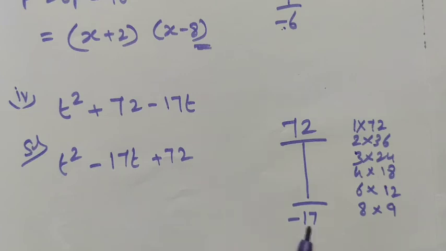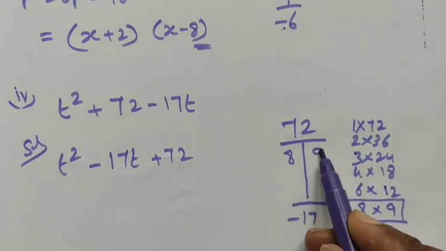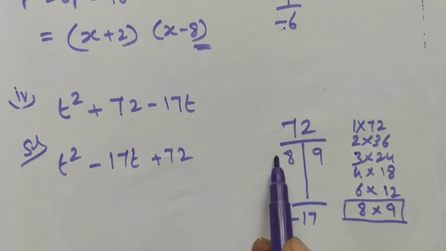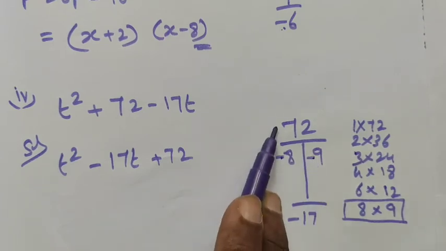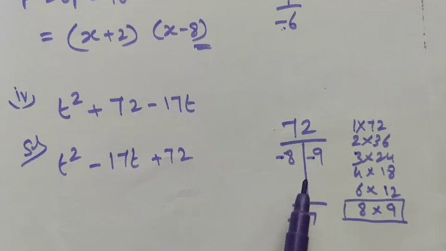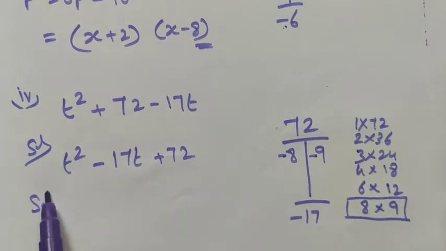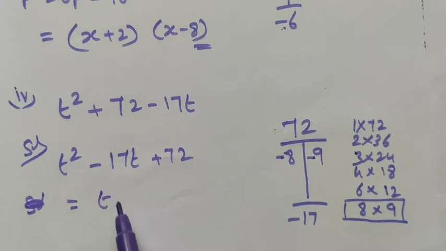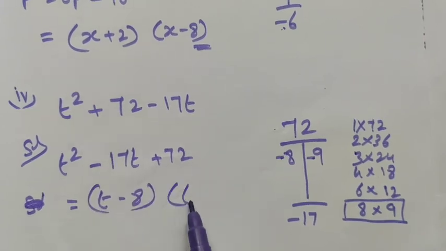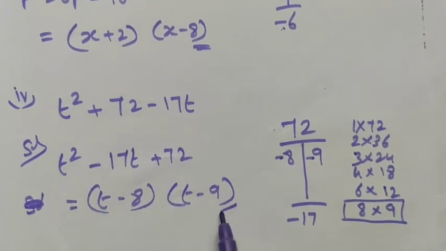In the middle term we have negative, meaning both have the negative value. So the suitable pair, when you add we get 17, is 8 and then 9. See, here I put minus, here also I put minus. Plus with minus means put both as negative symbols. So minus into minus plus, 8 nines are 72. If we add we get minus 17. Then the answer is t minus 8 is one of the factors, and then t minus 9 is the other factor for the given expression.